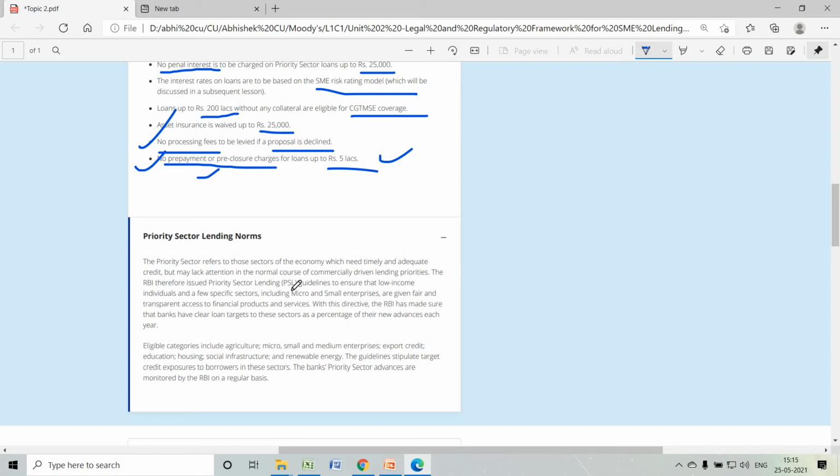The RBI therefore issued priority sector guidelines to ensure that low income individuals and a few specific sectors including micro and small enterprises are given fair and transparent access to financial products and services. With this directive, the RBI has made sure that the banks have clear loan targets to those sectors as a percentage of their new advances each year. Eligible categories include agriculture, micro, small, medium enterprises, export credit.